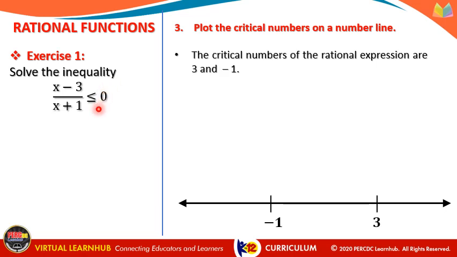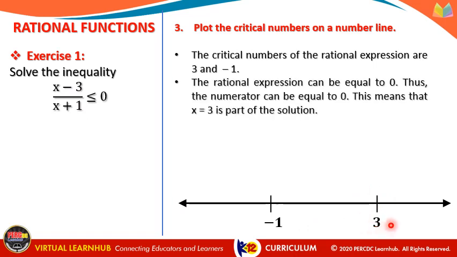So ibig sabihin nito, yung x equals 3 kasama sa solution natin. Pwede na mag-equal to 0 ayon sa given. Magiging 0 ito if x is 3. Therefore, yung x na 3 kasama sa solution. So the rational expression can be equal to 0, thus the numerator can be equal to 0. This means that x equals 3 is part of the solution. Again, kung kasama yung endpoints mo sa solution, ang igagamitin natin ay solid circle.